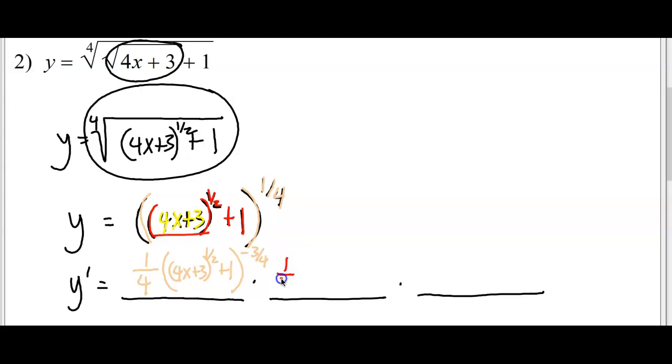So that's going to be 1/2 times 4x plus 3. Take 1 away from your power, which makes it negative 1/2. And the 1 just goes away because that's a constant. And then finally, we're going to take the derivative of the yolk section, which is just 4. And that's probably good enough. Technically, we could simplify it a little bit, but I'm just going to go ahead and leave it like this. Okay? And that's what it'll look like on your test too, just unsimplified.